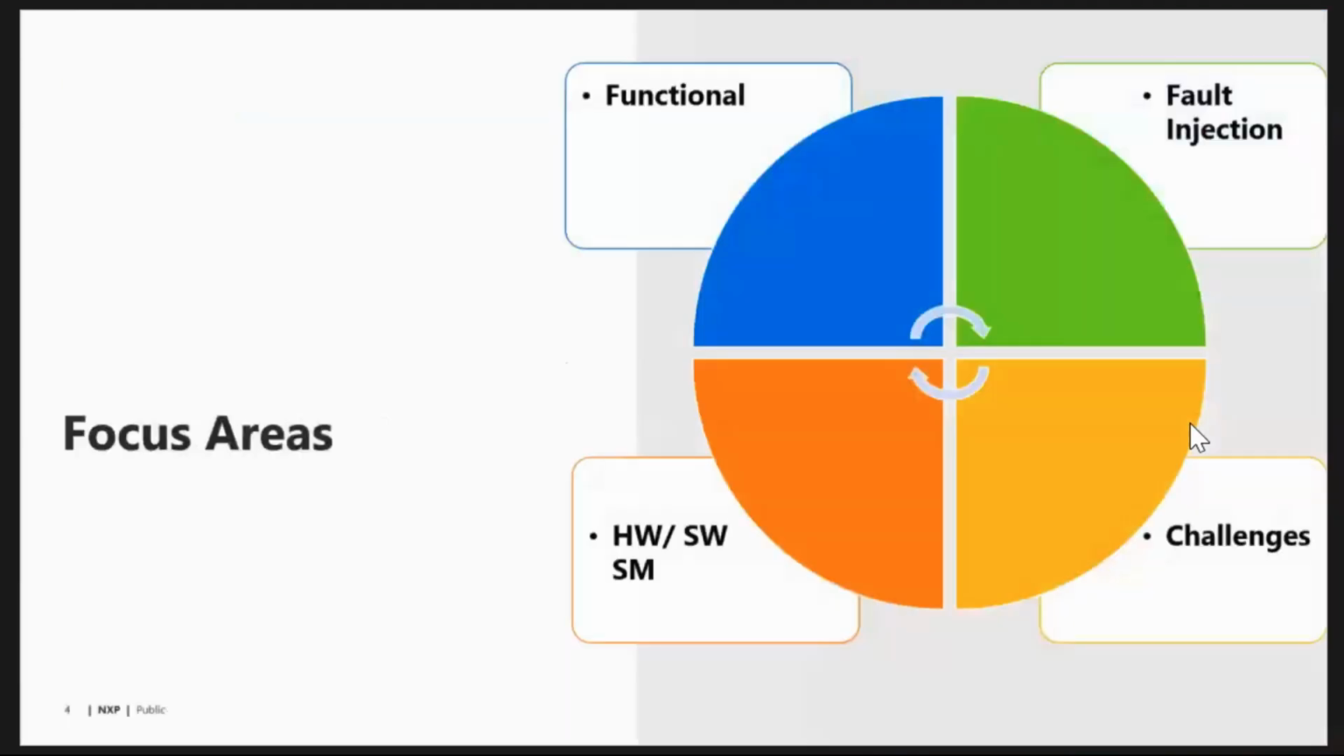So we'll quickly look at the focus areas for functional safety. I've divided them into 4 areas that we focus on from a verification perspective. One of them is the functional area, or let's say the actual implementation. We check whether the stuff that has been designed and architected is working as intended.